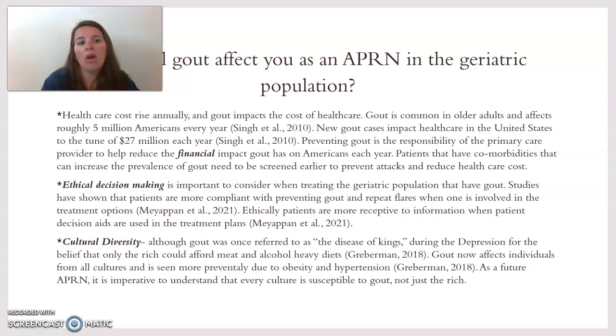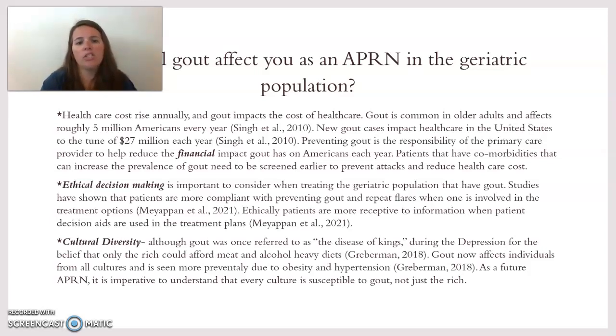Gout costs approximately $27 million each year in the United States and affects over 5 million people annually. To prevent gout is the primary goal of the primary care provider to help reduce that financial burden that gout presents each year. Patients that have comorbidities need to be screened for early gout attacks and taught how to prevent gout attacks before they actually occur.